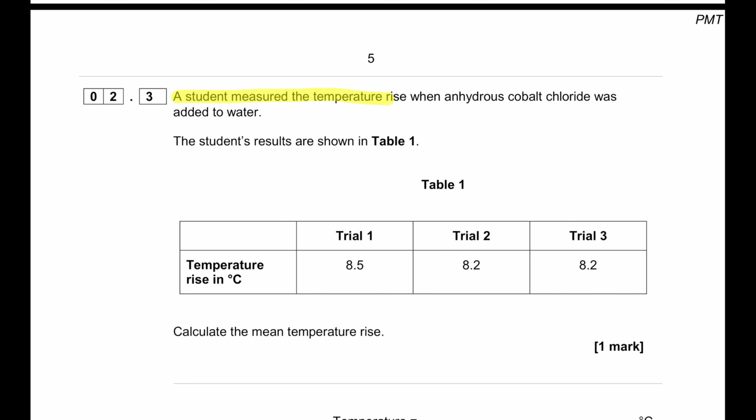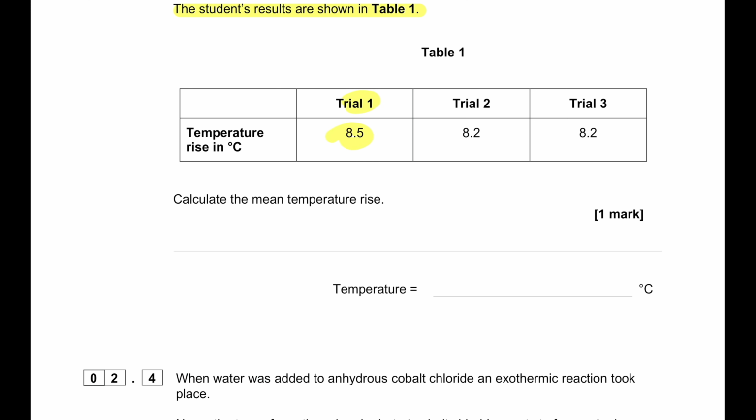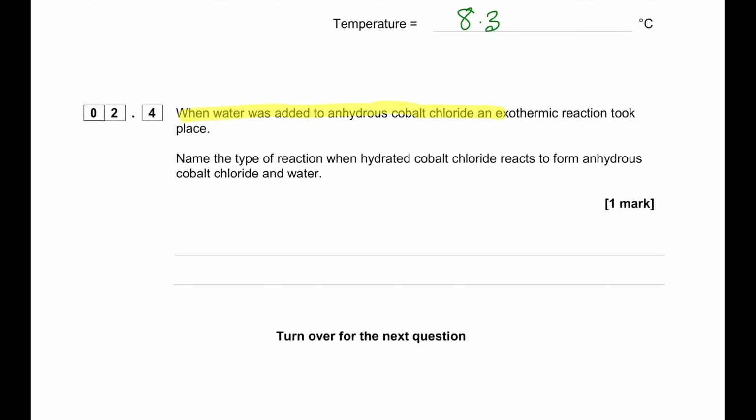A student measured the temperature rise when anhydrous cobalt chloride was added to water. The student's results are shown in table 1. You can see in trial 1, the temperature rise is 8.5, then 8.3, and 8.2 in trial 3. That was the mean temperature rise. So we're going to add these 3 and then divide by 3. So 8.3 degrees Celsius. When water was added to anhydrous cobalt chloride, an exothermic reaction took place.